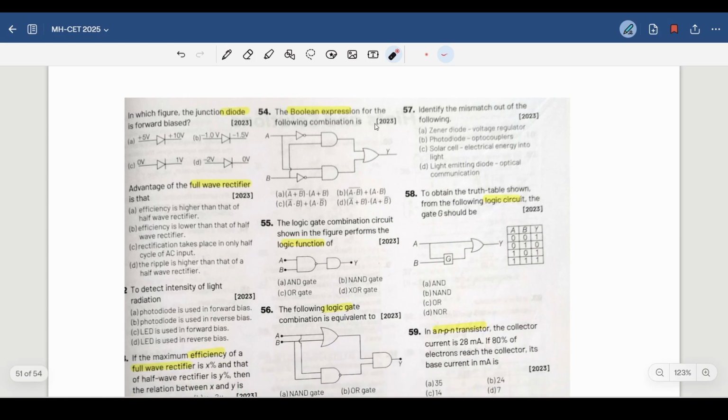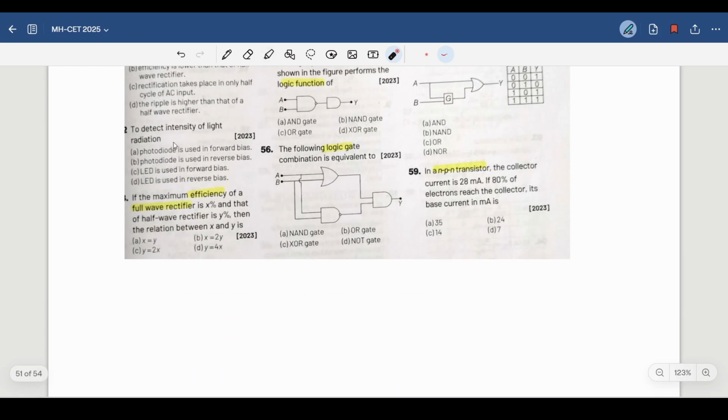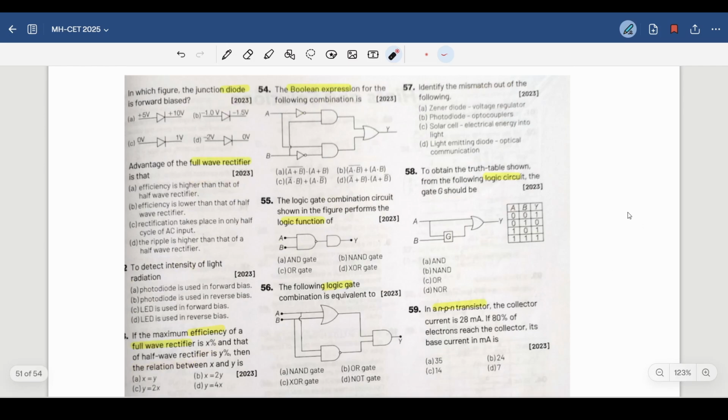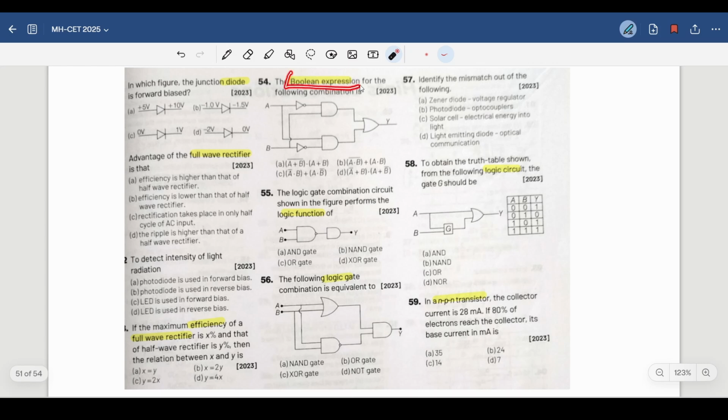Okay, so very first, you can see a question on which figure the junction diode is forward biased. So there's a question related to the PN junction diode. Then you can see advantages of a full wave rectifier, that is what they have asked. Next, they have asked which of the following should be done to detect the intensity of radiation. Then they have asked how you calculate the relation between the efficiency of a half wave rectifier and a full wave rectifier, right? Then there's a question on Boolean expressions. There's a question on understanding the logic functions, where you have to guess which logic function this is. Then again a question on logic gates.